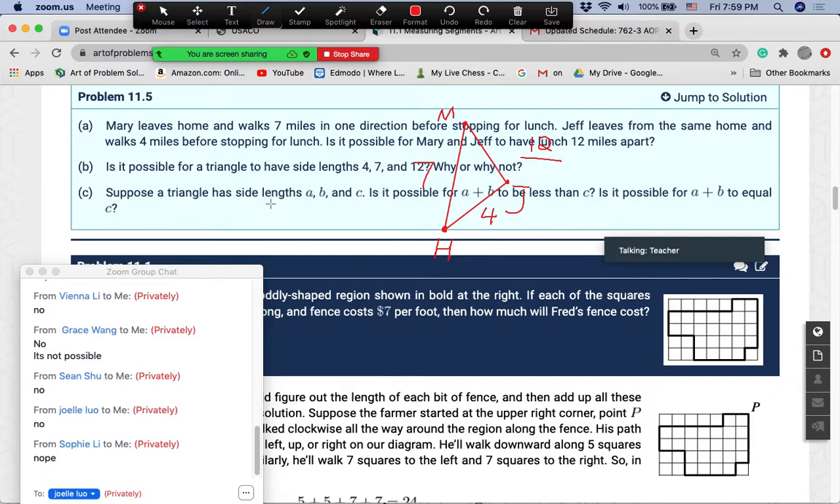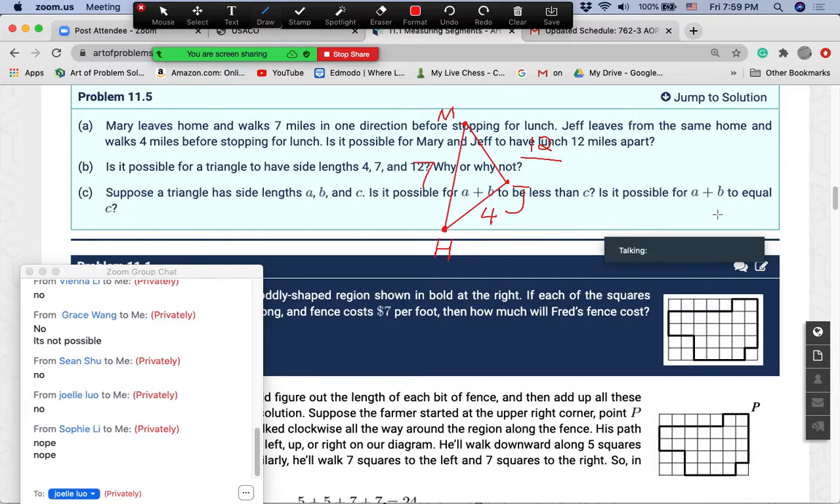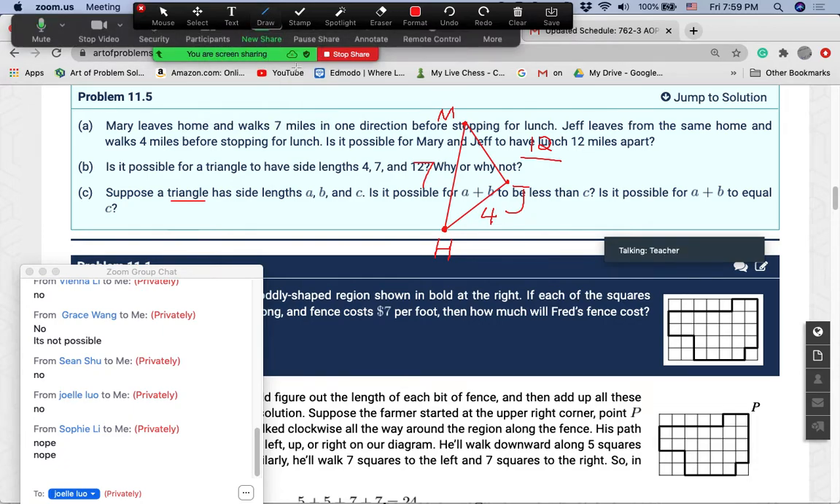Suppose a triangle has sides A, B, C. Is it possible for A plus B to be less than C? Is it possible for A plus B to equal C? No, it's not possible. Even equal is also not possible. Okay? Because this one is a triangle. You know, only when the sum equals the third side will it happen like this.